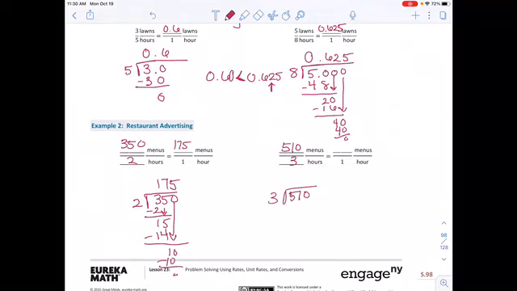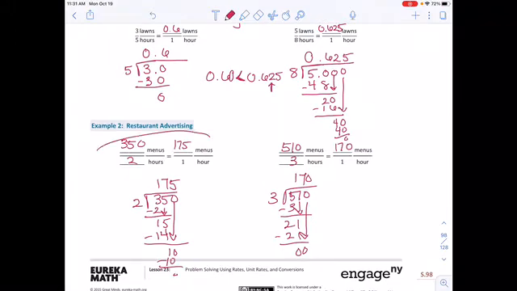Then we take 510 divided by 3. 3 times 9, so this should be 190, I believe. And then we know that 190 is bigger than 175. Oh, this is a 1. I'm so sorry. That's the issue. This should be 510. So I do this still. This is a 1, 7. There we go. So it's 170. So this one has more menus per hour.